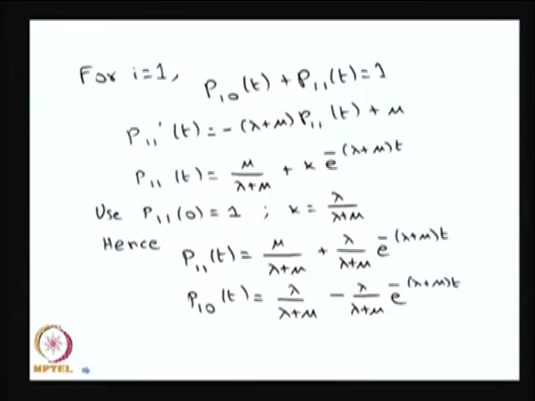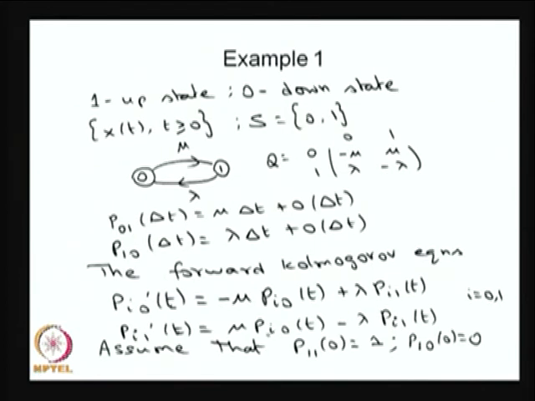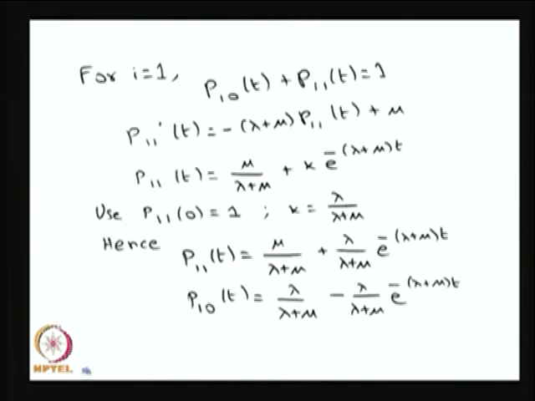So, let me start. Since I made the initial condition that the state is 1, i is equal to 1. I have the first equation: the summation of the transition probabilities at time t is 1, and I also have two differential equations. I can take the second equation and, instead of P10 of t, use the summation of probabilities equal to 1. Therefore, P10 of t is 1 minus P11 of t. Substituting in the second equation, I get P11 dash of t is equal to minus lambda plus mu times P11 of t plus mu.